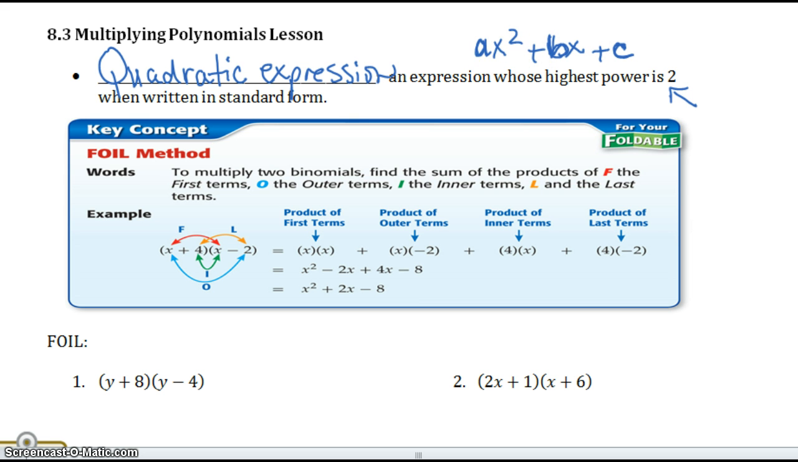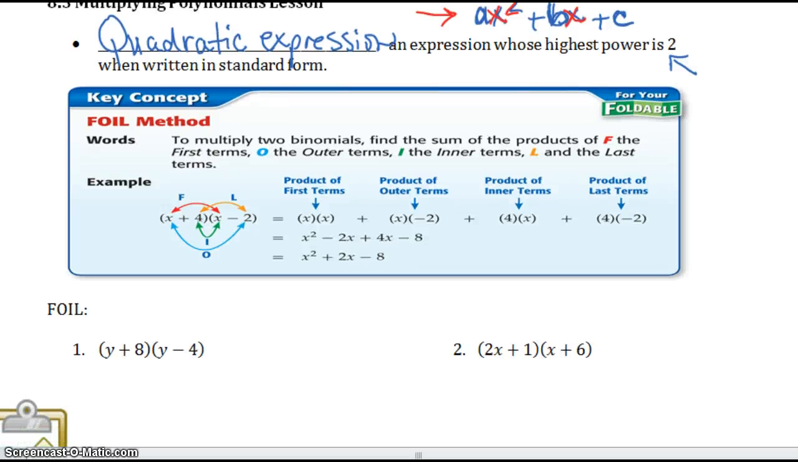So when you have x squared, let's make those red, and x, our highest power here is 2, so that is a quadratic expression. So everything we're about to do with multiplying polynomials, we're going to end up with x squared in our final expression. Distributive property is the name of the game. Distribute, distribute, distribute. That's what I want you to remember as we work through these.